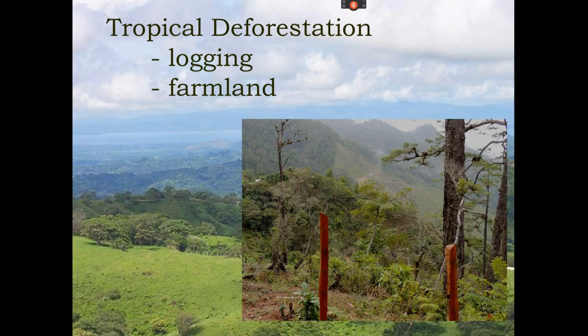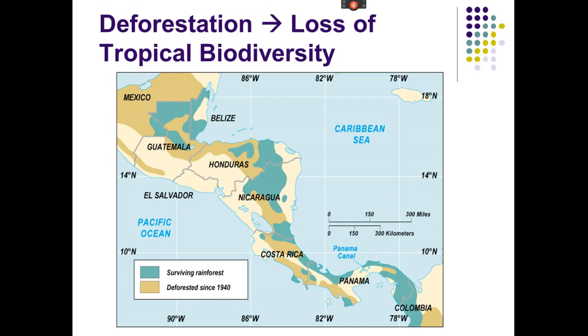The fence in the foreground is for a national park, and you can see areas that have been cleared within the boundaries of the national park on very steep slopes for the purpose of planting, in this case, coffee. Again, you can see in green the surviving rainforest, in mustard color the extent of deforestation since 1940.